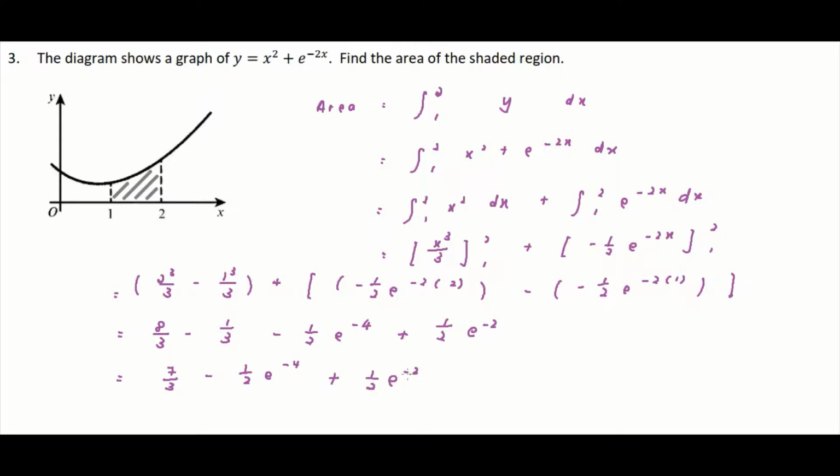Okay, so there's nothing else that we can actually simplify. So what you want to do is you just use your calculator to get your answer. Okay, so write your answer in 3 significant figure. So you will get 2.39 units square. So this is the answer in 3 significant figure. Okay, all right, so that's it for the first part.